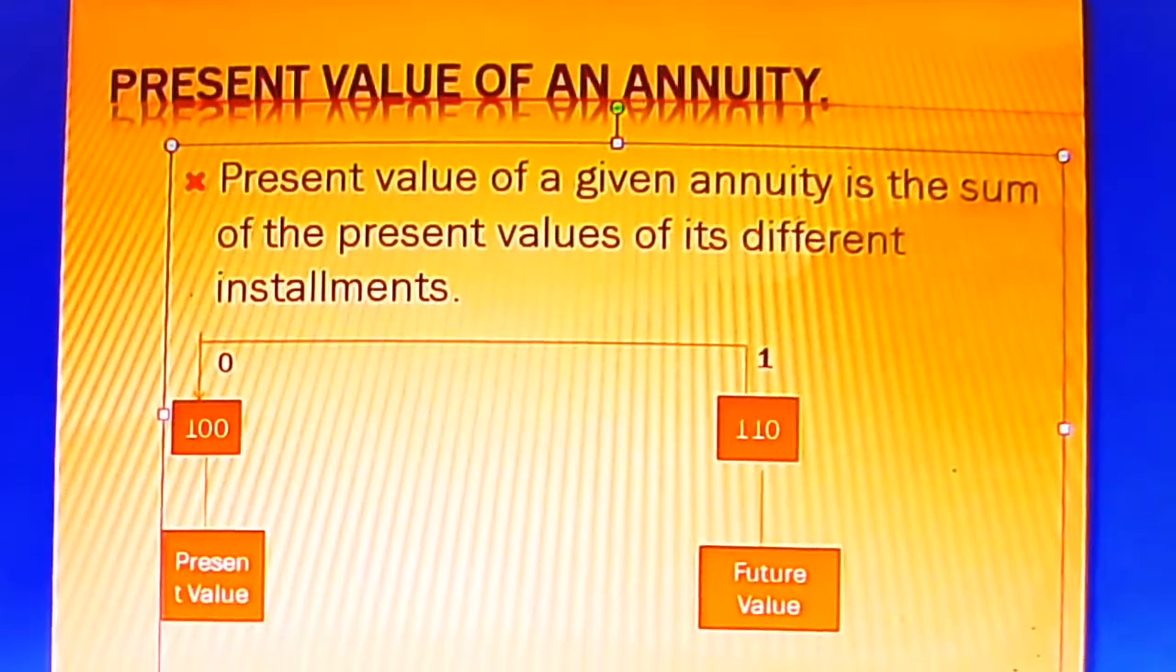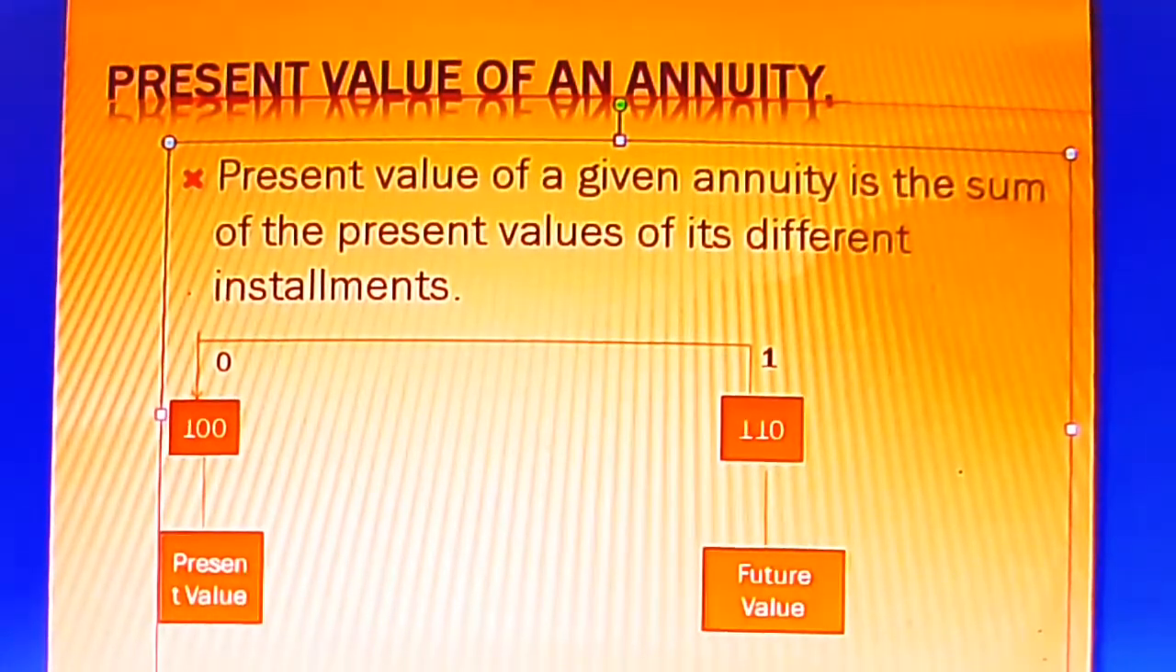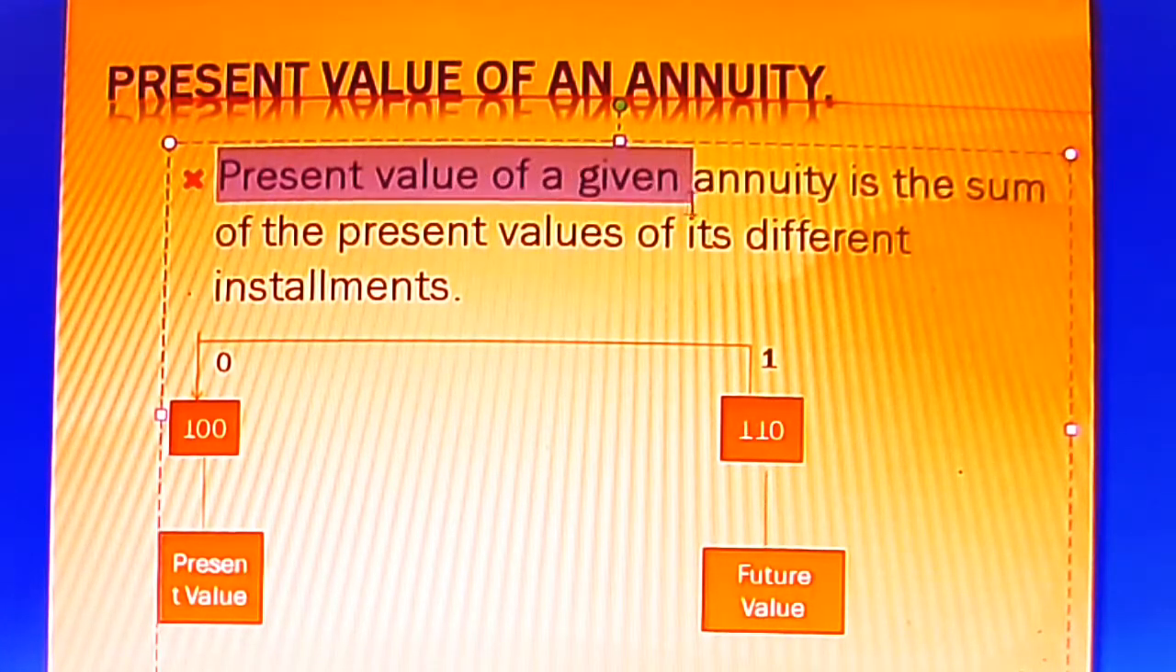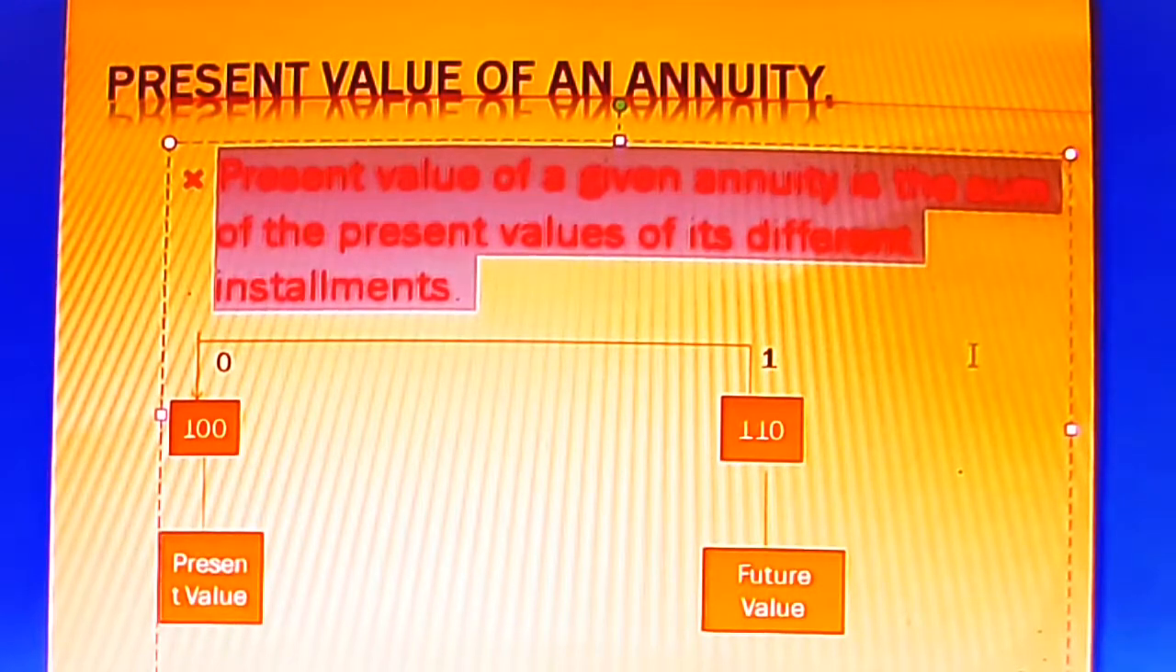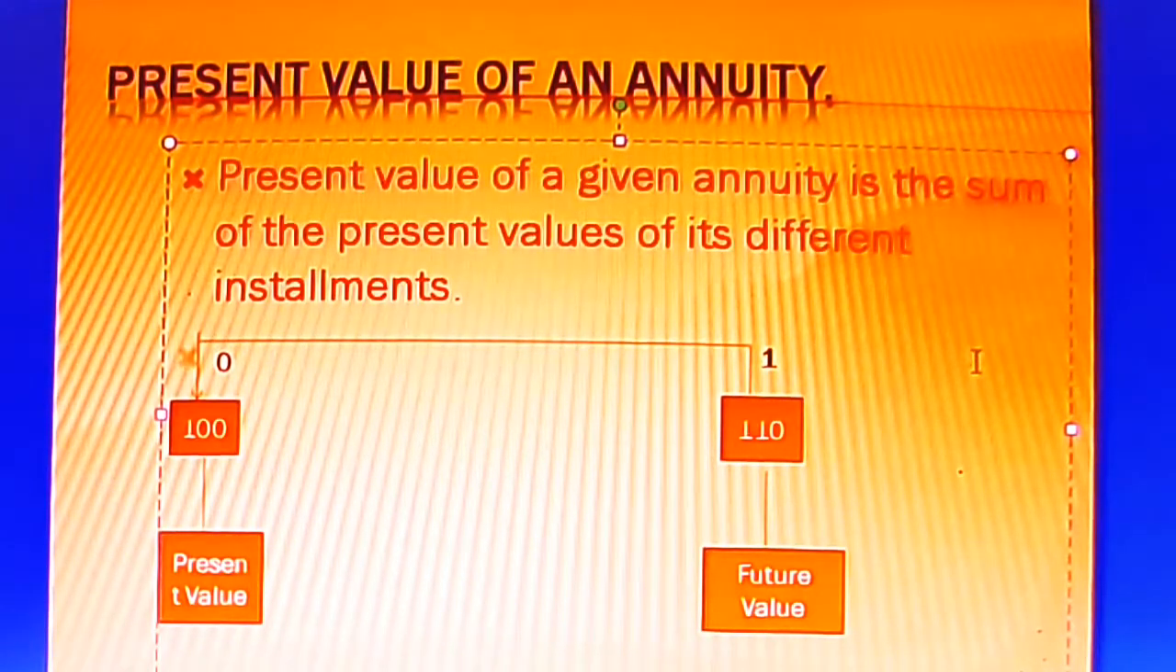Today we'll be discussing present value of an annuity. What is the meaning of present value of an annuity? Present value of a given annuity is the sum of its different installments. That is called present value of the given annuity.